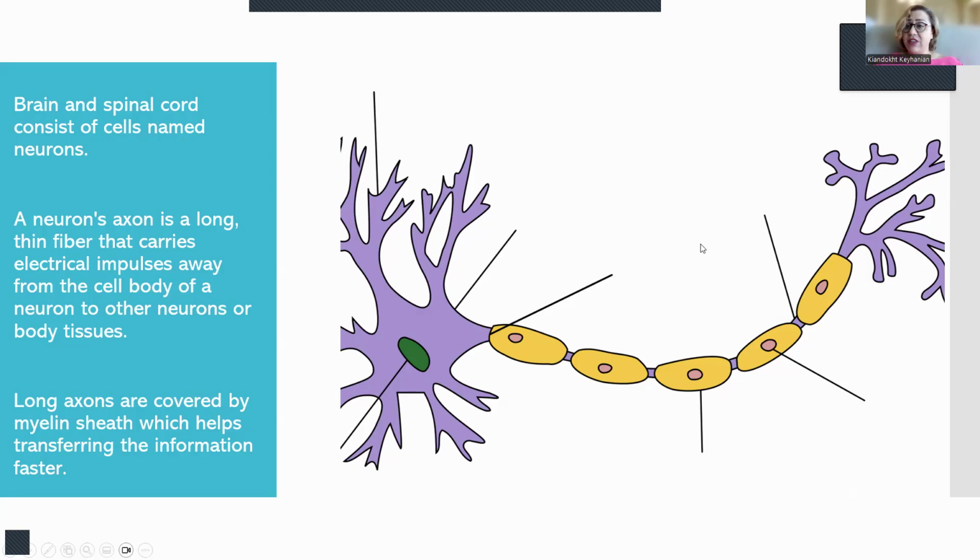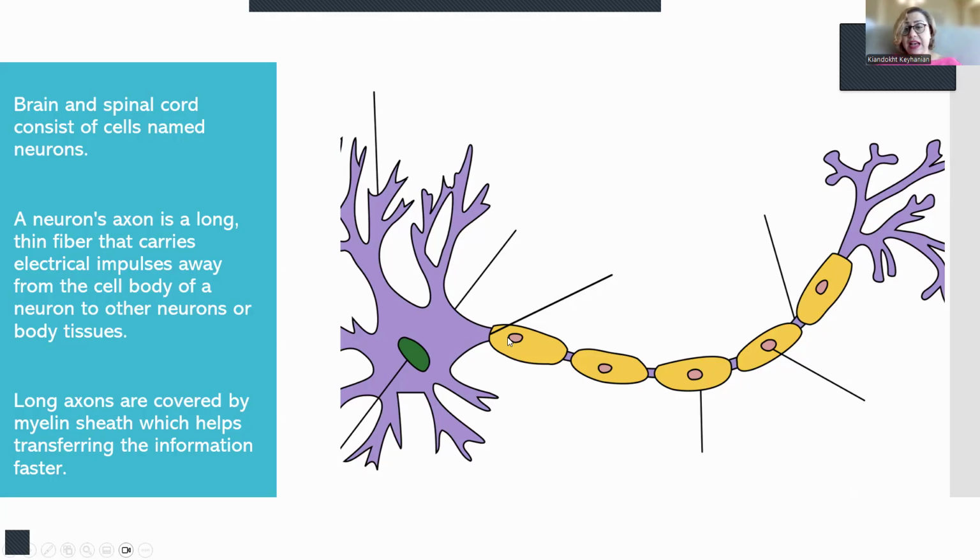So when we have MS, the part of our central nervous system that goes under attack is these myelin sheaths. When there is damage to the myelin sheaths, two things happen. One is that the information, although it's going to be processed and transferred, is going to be much slower. So the transference of the information is much slower.